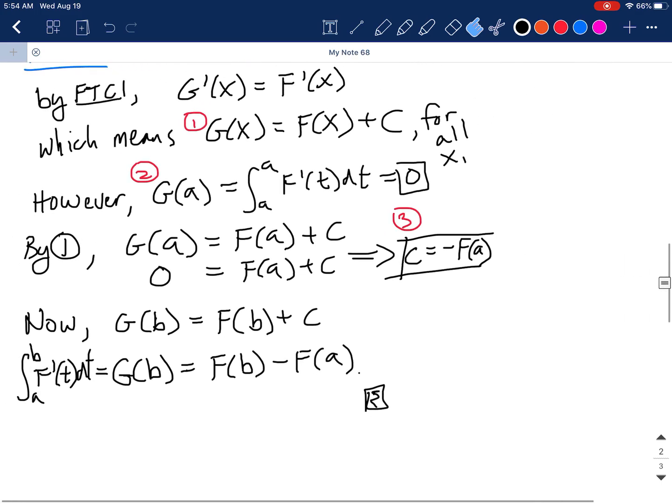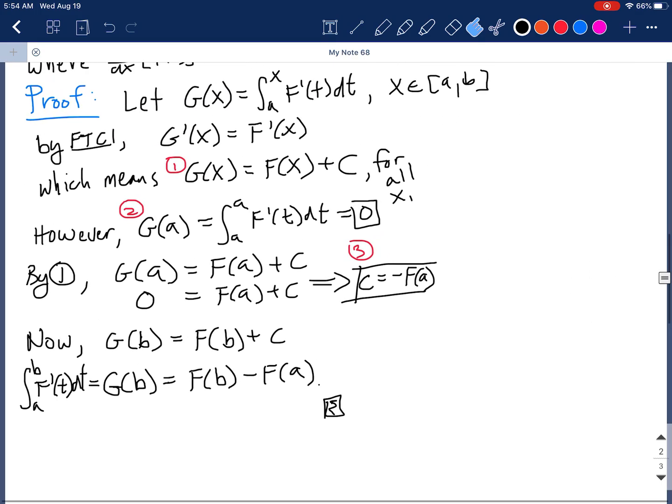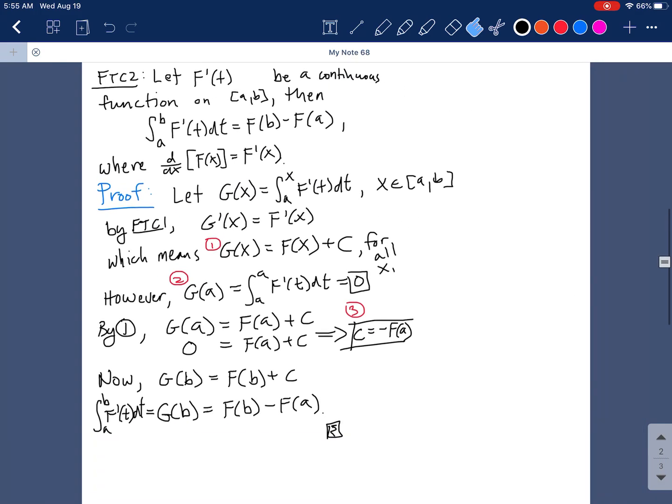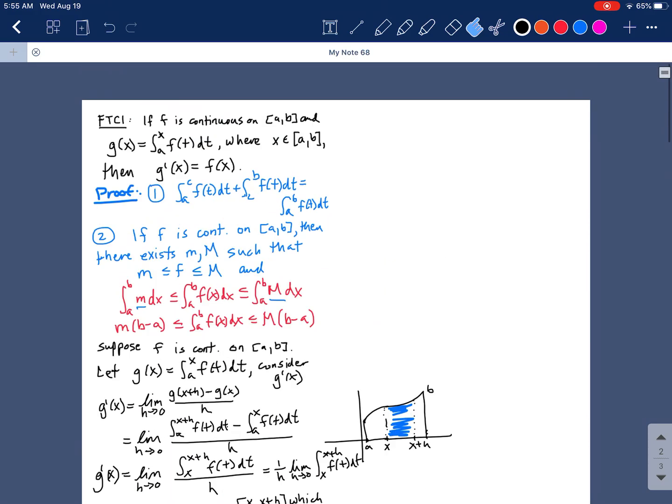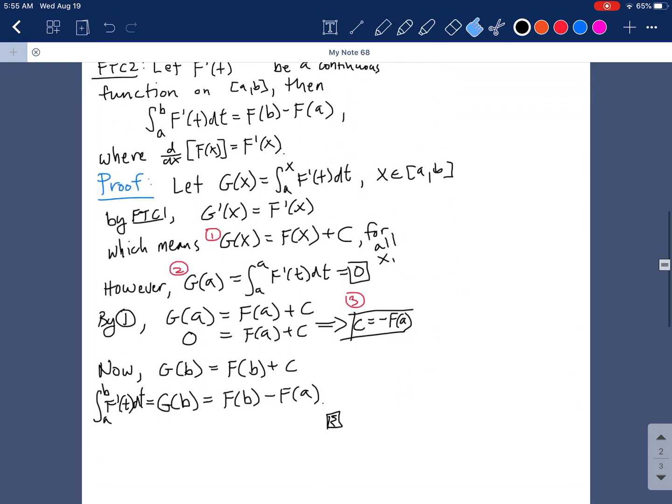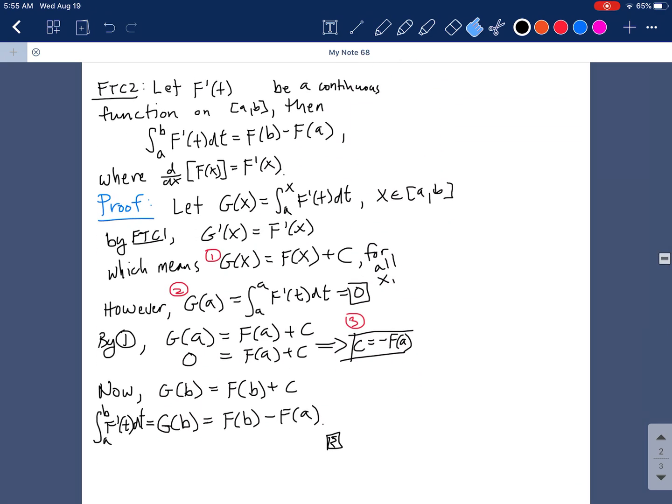So much shorter proof once we have that first fundamental theorem. So let's zoom in a little bit. Yep. So that's a quick little proof. Again, still pretty informal with the epsilon delta sort of scenarios of things, but a proof nonetheless. So FTC2, FTC1 are all here.